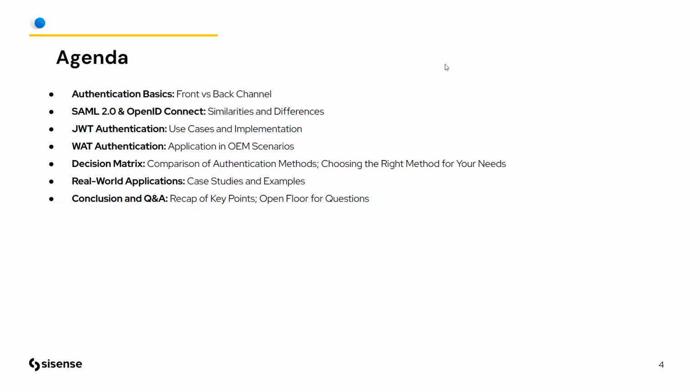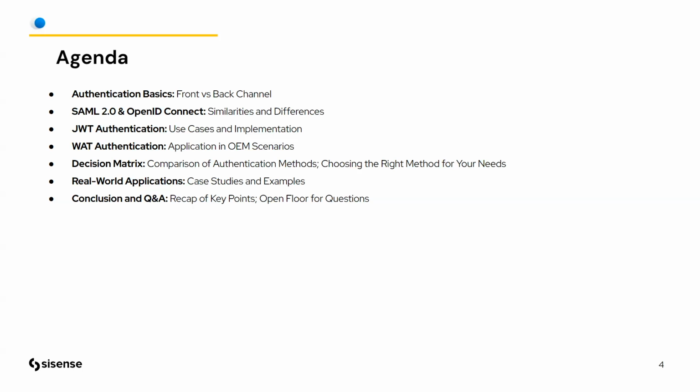Here's the high-level agenda. So we'll go over some of the basics of all of the authentication methods. They're all very, very similar. Then we'll split this out into two parts. One is single sign-on for internal use cases, which will be the SAML 2.0 and OpenID Connect piece of this. And then we'll go into external and OEM use cases with JWT and web access tokens.